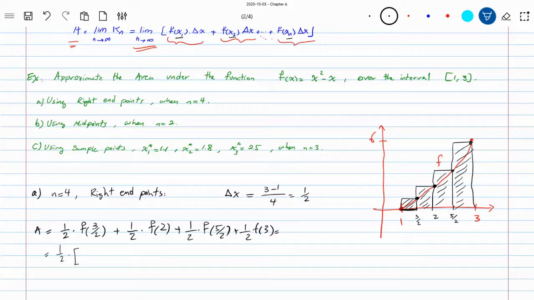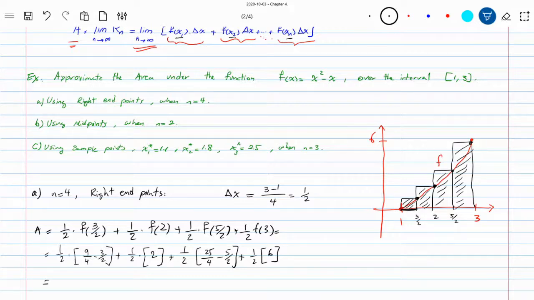This is the problem with this question. You should calculate all these numbers. It would be 3/2 squared. Show you, 3/2 squared is 9/4 minus 3/2, plus 1/2 times f of 2 would be 2 squared, 4 minus 2, so it would be simply 2, plus 1/2 times f of 5/2 would be 25/4 minus 5/2, and plus f of 3 is 6. We already knew that one.